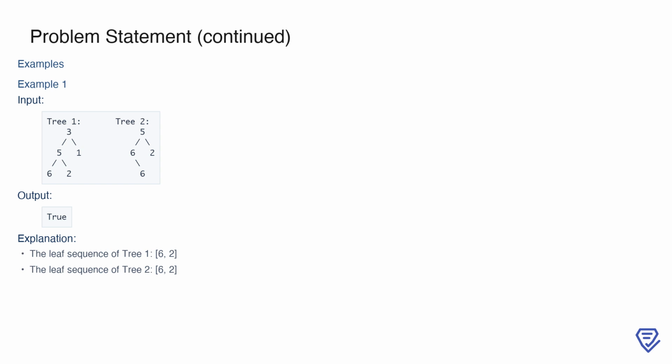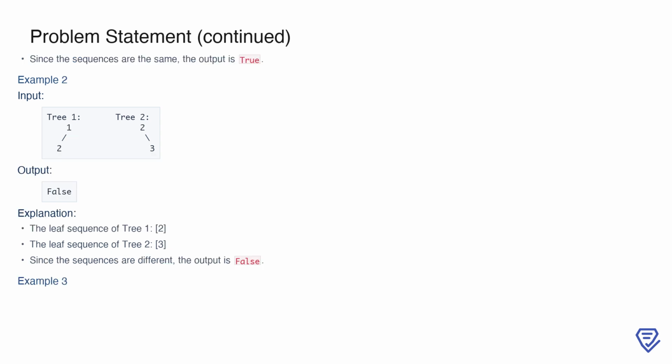Imagine two binary trees. In tree 1, the root node is 3, with two children, 5 on the left and 1 on the right. Under node 5, there are two more children, 6 on the left and 2 on the right. In tree 2, the root node is 5, with two children, 6 on the left and 2 on the right. Node 6 in tree 2 has a single child, also 6. When we examine the leaf sequences, tree 1 has leaf nodes 6, 2, and tree 2 also has leaf nodes 6, 2. Since these sequences are identical, the function should return true in this case.